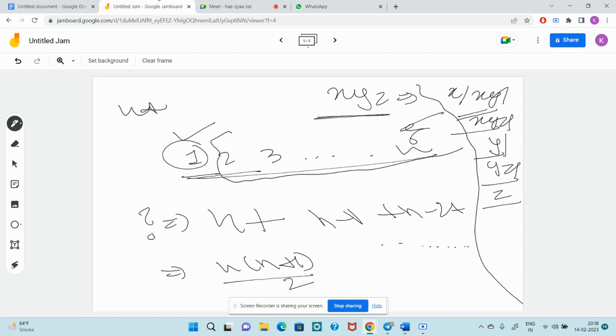How did we come to the formula n into n plus 1 by 2? N is 3, the length is 3. So 3 into 3 plus 1, which is 4, by 2: 2 into 4... 6. See, it is 6: 1, 2, 3, 4, 5, 6. So guys, the meaning of substring is clear.